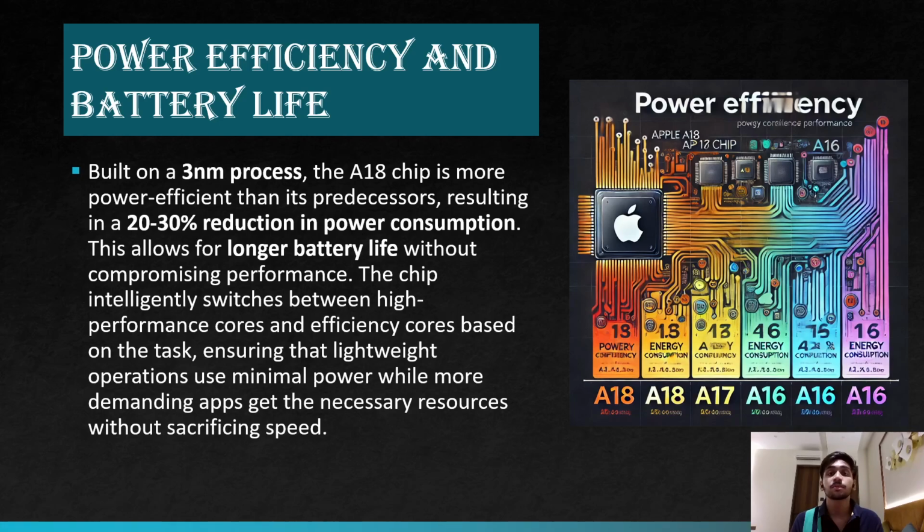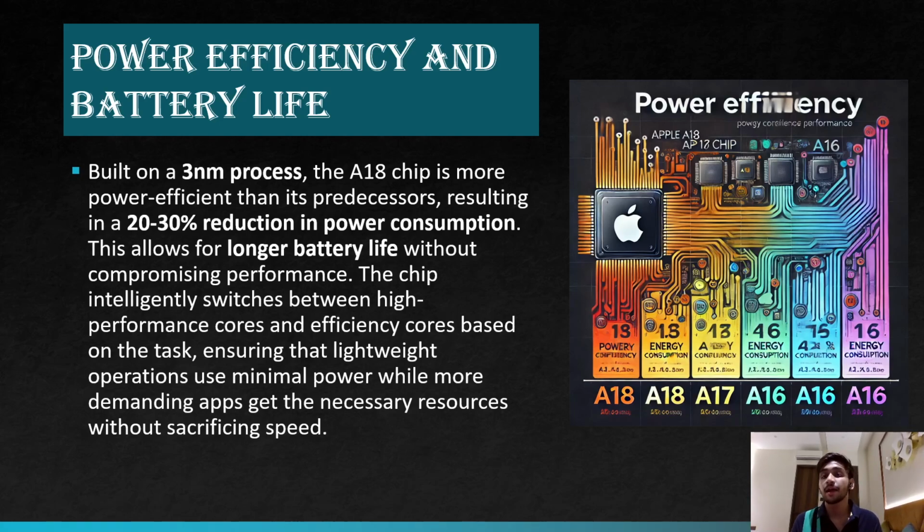The chip intelligence switches between high performance cores and efficiency cores based on the task. So the chip will automatically set the cores according to the task you are performing. If you are performing a high end task, it will ensure that high performance cores are used, ensuring that lightweight operations use minimal power while more demanding apps get the necessary resources without sacrificing speed. So the apps which are demanding more power consumption, then this A18 chip will give as much as is required without sacrificing the speed.